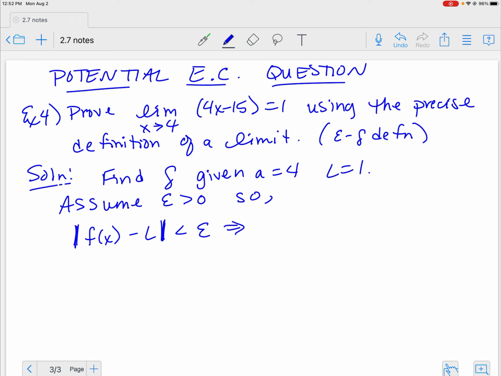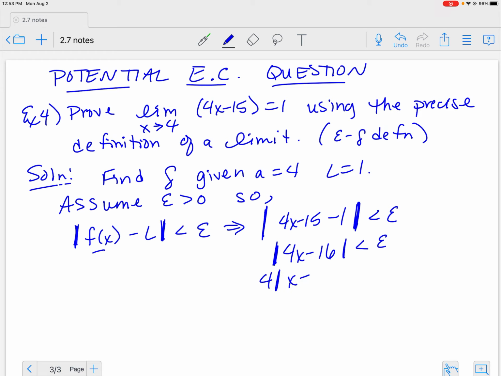So if the absolute value here of f of x minus the limit is less than epsilon, then plug in what we know. The absolute value here of 4x minus 15 minus 1 is less than epsilon because that's f of x, plug that in, minus my limit, which we know to be 1. So we've got the absolute value of 4x minus 16 is less than epsilon. You could factor a 4 out. That's absolute values. Divide by 4, and I have x minus 4 is less than epsilon divided by 4.